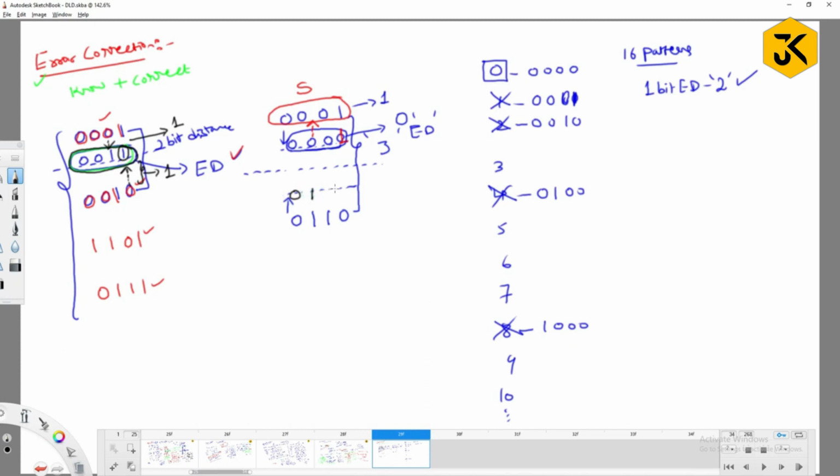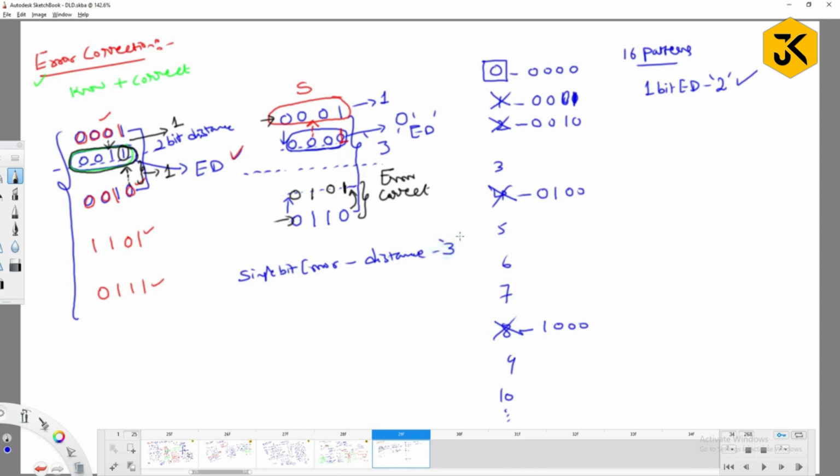if it is 011, sorry, if you got like this, now here also there is 1 bit error only with respect to this one, right? 1 bit error only, but is it nearer to this one or this one? It is nearer to the receiver side. So you can easily correct it. Correct. Okay, fine. So here the point is, if you would like to correct single bit error, the distance between two valid patterns should be 3.